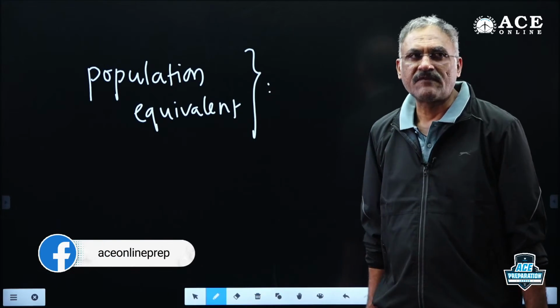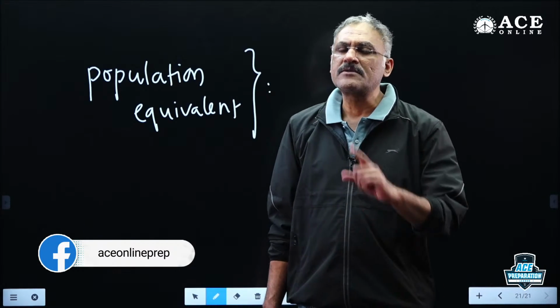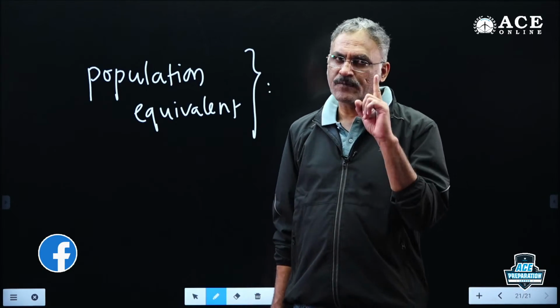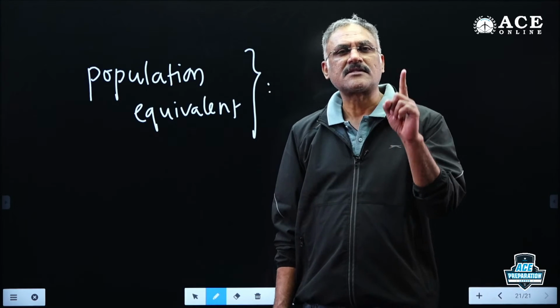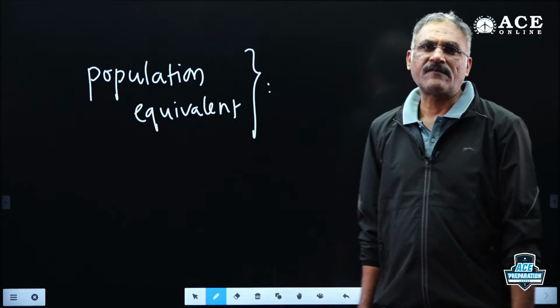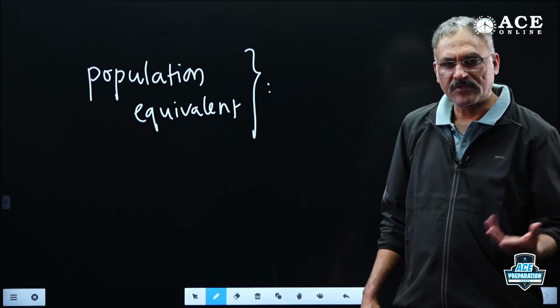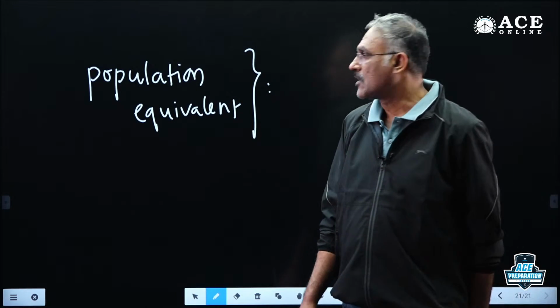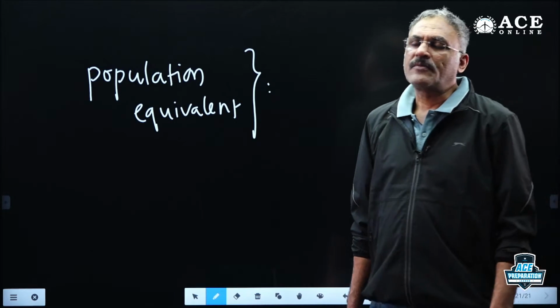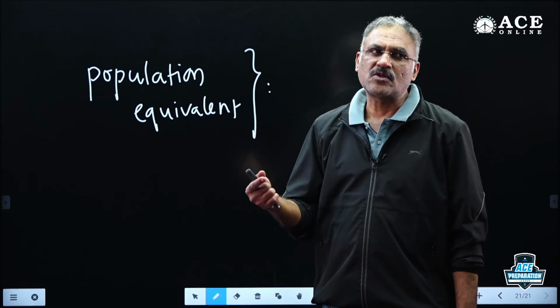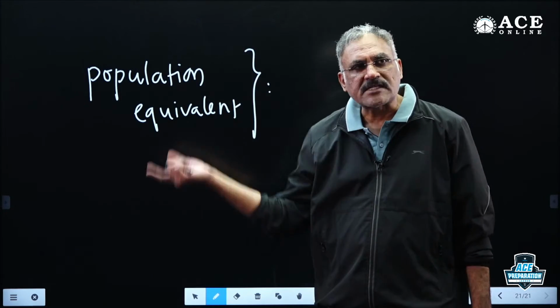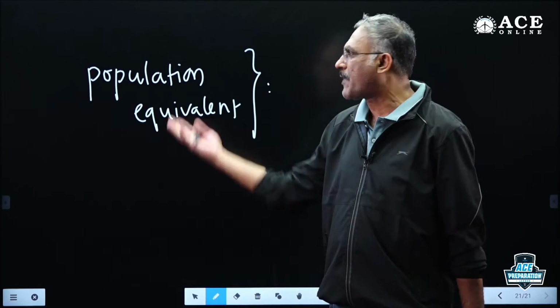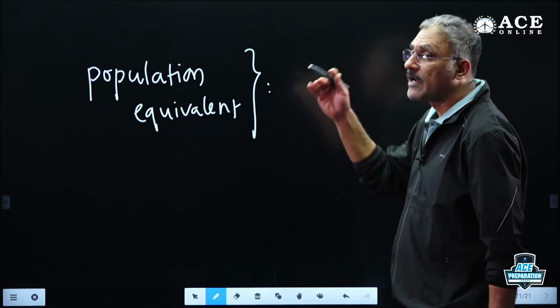Therefore, to charge everybody equally, we don't charge them based on the volume of waste they produce. We charge them based on the strength of the waste they produce. That strength of waste is measured in terms of BOD. We all know that BOD is a strength parameter. So we convert that strength of waste into the equivalent strength of domestic waste. Domestic waste is contributed by population. Therefore, we get the population equivalent of that waste.